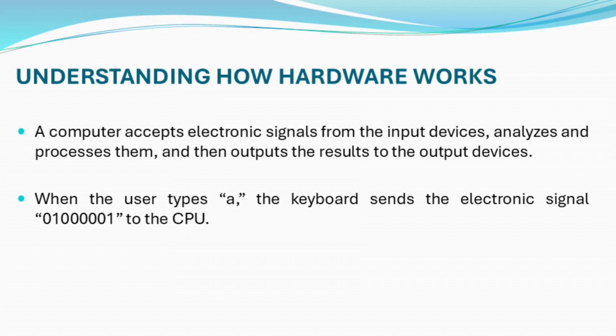Understanding how hardware works. A computer accepts electronic signals from the input devices, analyzes and processes them, and then outputs the results to the output devices. Let's assume a user is working in a word processor, which is software used to create and format text documents. When the user types A, the keyboard sends the electronic signal 01000001 to the CPU. Then the CPU processes the data and stores it in RAM. Finally, the CPU instructs the monitor to display the letter A on screen.